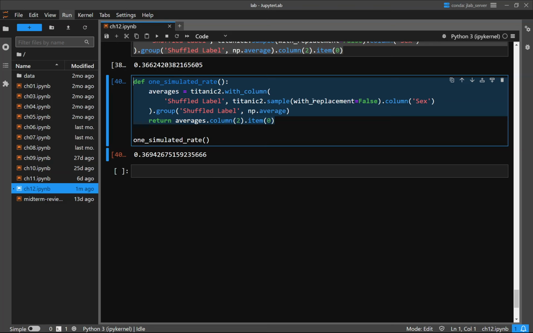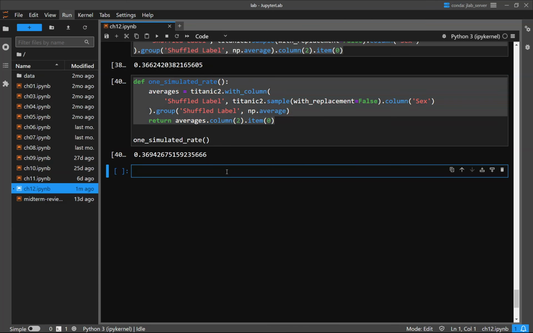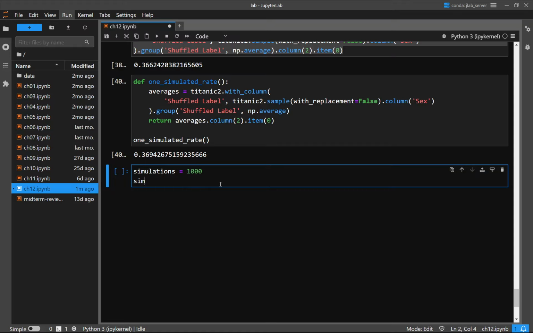Let's do a bunch of simulations. Let's do 1,000 simulations, because it does take a while to do that resampling. That's the technical term. I'm going to simulate a bunch of rates under the assumption that my null hypothesis was true, that there was no difference in men versus women getting saved from the Titanic. So that's why I was able to shuffle those labels.